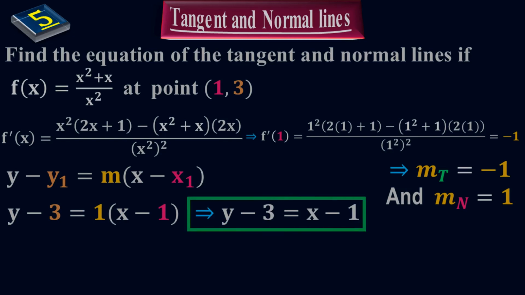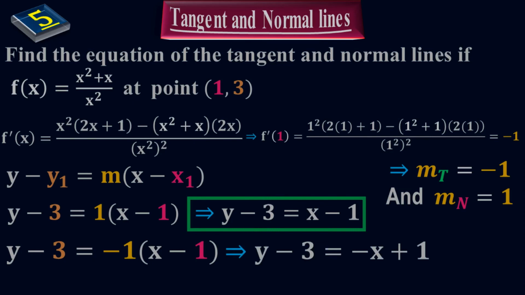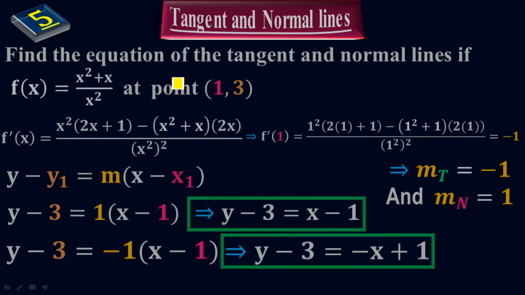And then to find the equation of the tangent line, plug in all the respective values to have y minus 3 equals negative 1 times x minus 1, which gives y minus 3 equals negative x plus 1. We have been asked to write the equations of the tangent and normal lines.